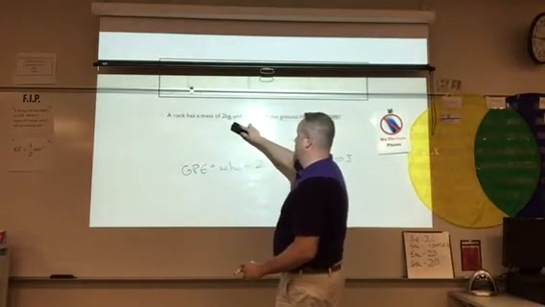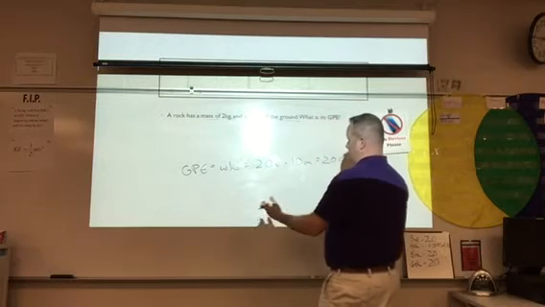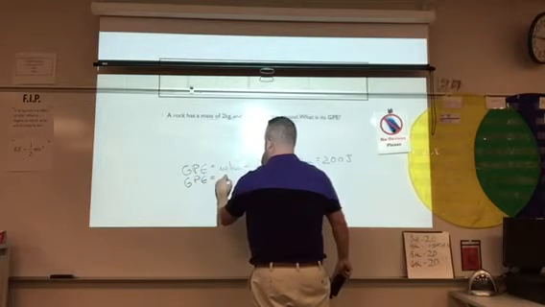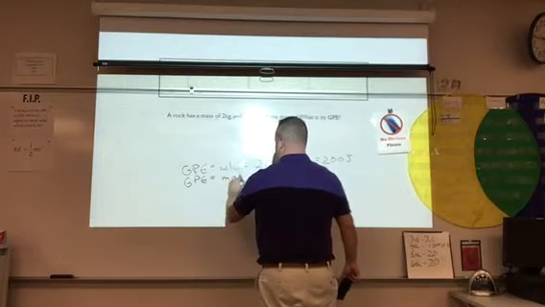Another way I could have presented this to you is I could have said this rock has a mass of 2 kilograms and is 10 meters off the ground. In that example, a similar formula, GPE equals mass, gravity, height.